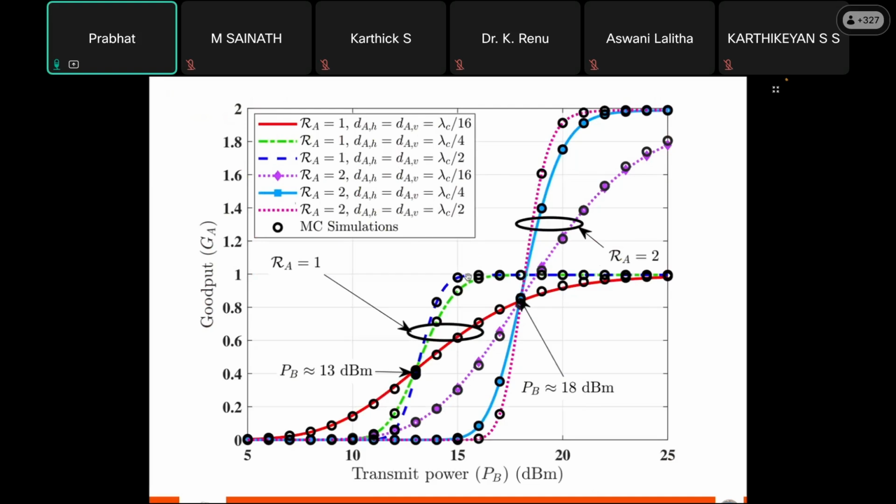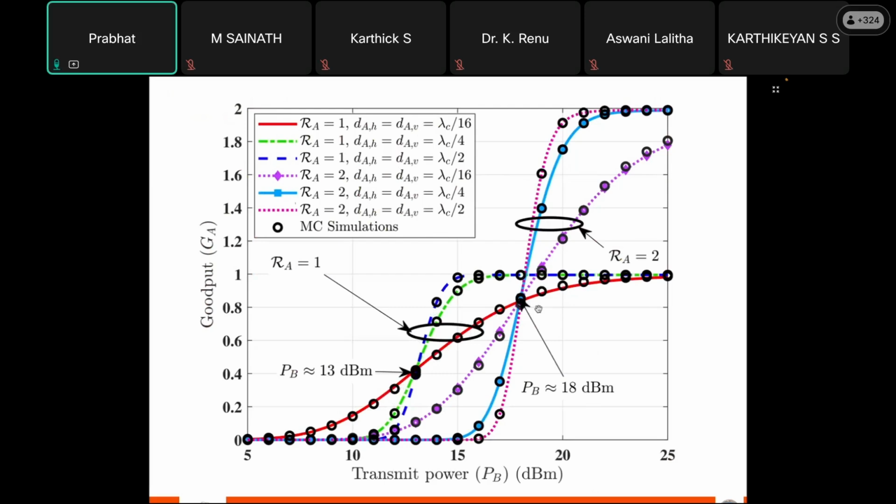Then another observation is this: for RA equal to 1 and RA equal to 2, the trends of output, you can see here, there is a reversal around, if you see, PB equal to 13 dB. This similar kind of effect we have observed in the outage probability plot also, that initially for lower transmit power there was a different pattern, and at higher transmit power the output pattern reverses, right? So at 13 dBm and at say 18 dBm, this reversal can be noticed.